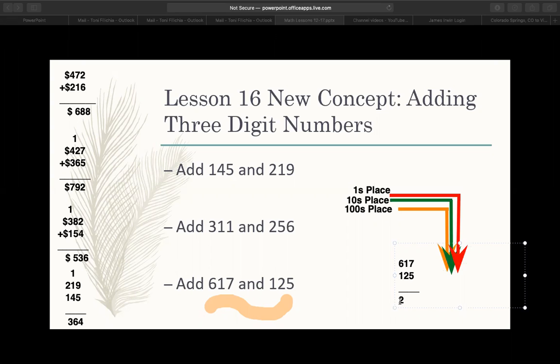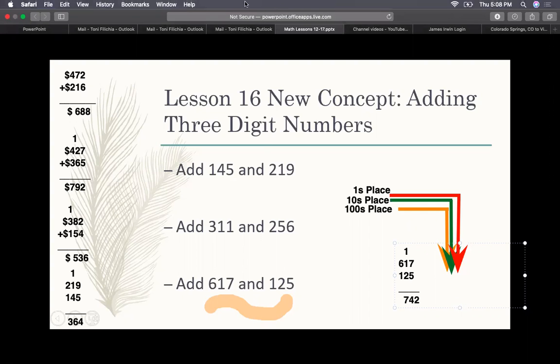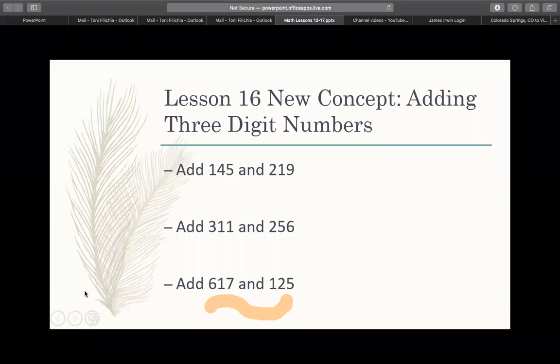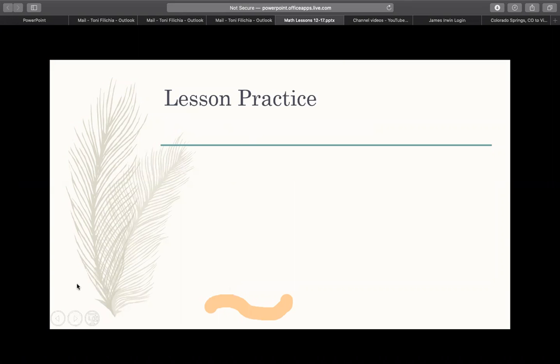Putting it in our ones place. Putting that 1 over our tens place so we can add it into our equation. What is 1 plus 1 plus 2? 1 plus 1 plus 2 is 4. And finally, our hundreds place, 6 plus 1. 6 plus 1 is 7. So our sum for 617 plus 125 is 742. Now moving on to our lesson practice.